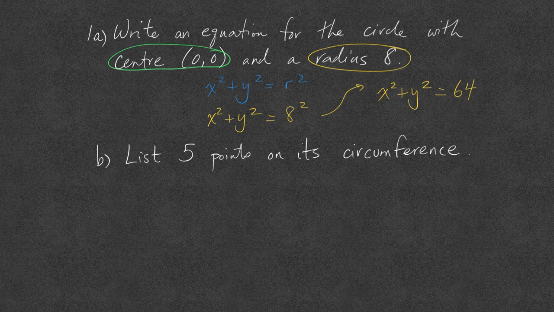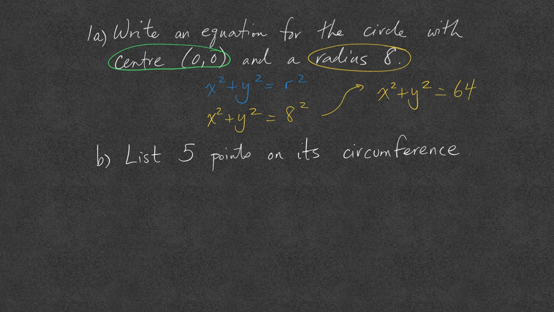Okay, for part B, what I want you to do now is try to come up with 5 points that would lie on its circumference. So that's just another way of saying 5 points that would lie on that circle. Okay, I want you to give it a go. Pause the video now.